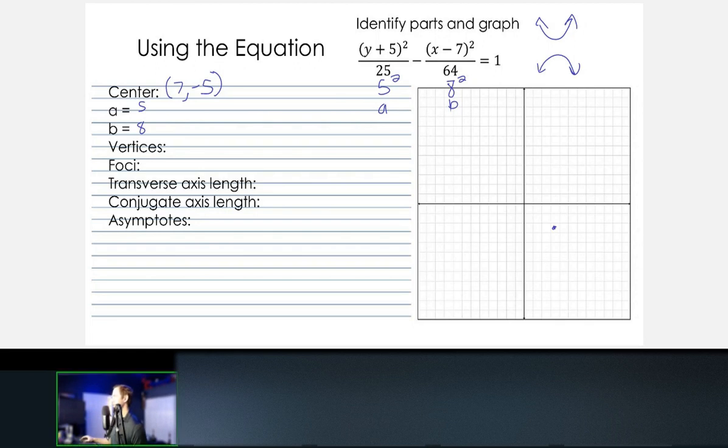All right, let's fill in some other stuff here. Let's go to the easy ones. What's my transverse axis length? Yeah, it is 10. Remember, the transverse axis is always 2 times a, and we know a is 5, so that means the length is 10. And then what is my conjugate axis length going to be? 16. Yep, because it's always 2 times b.